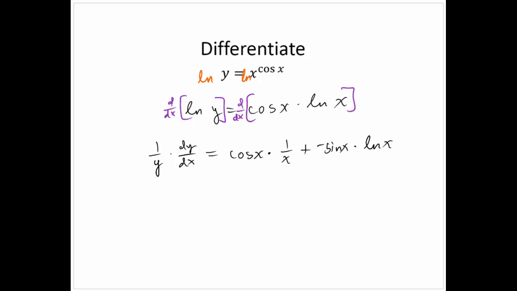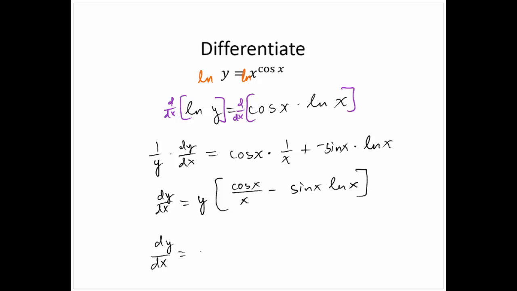Now I'd multiply through by y, so dy dx is equal to y times cosine x over x minus sine x natural log x. And y is, from the original statement, x to the cosine x. So dy dx would equal x to the cosine x times cosine x over x minus sine x natural log x.